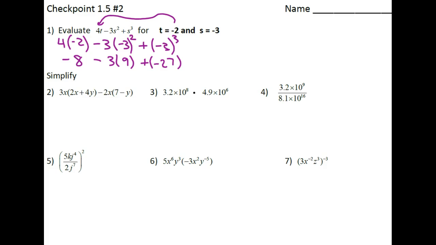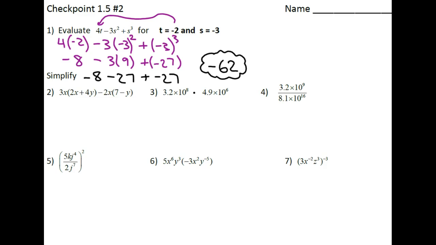So I'll get a different color here. We'll go -8 minus 27 plus -27. Okay, well that looks like a whole bunch of adding negatives. -8 minus 27 is what? -35, and -35 minus 27 is going to be, I believe, -62. Looks like that would be -62.